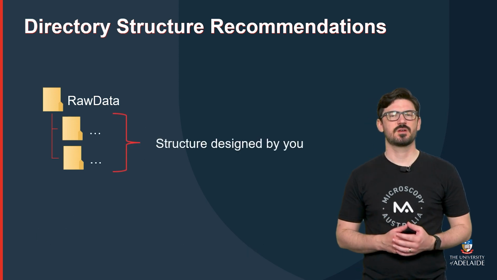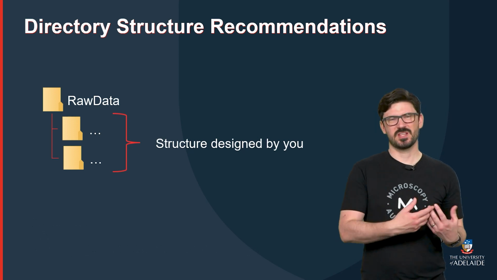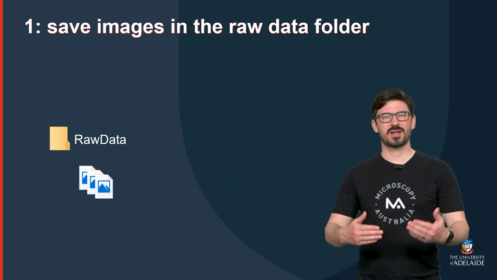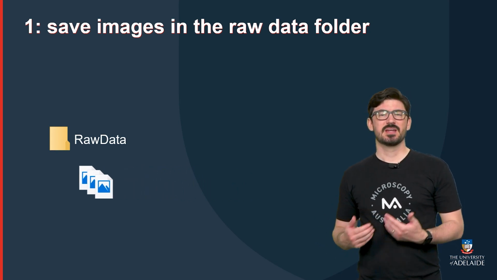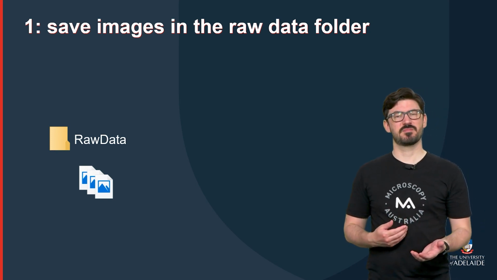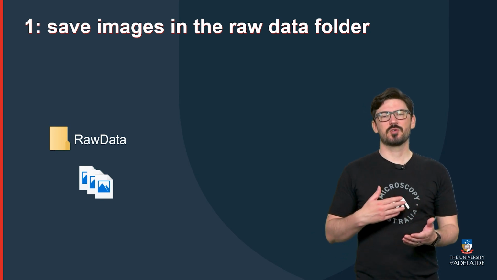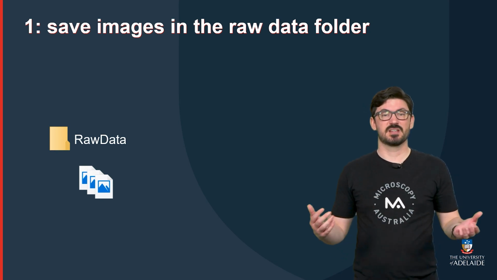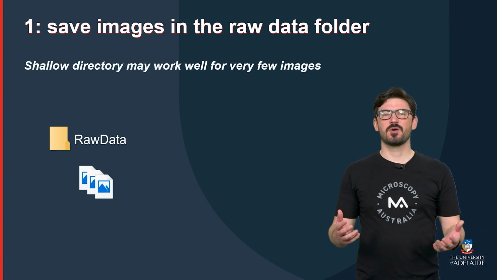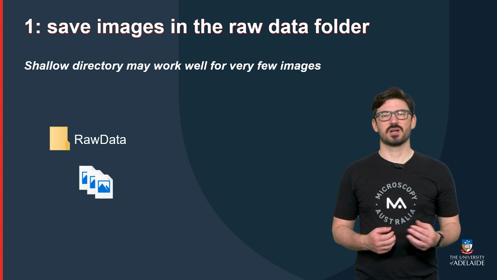In the remainder of this video, I'm going to discuss options for organizing folders and the subfolders within that raw data directory. So option one is to save files directly within the raw data folder. Keep in mind that deep directories, that is, the nesting of subfolder under subfolder under subfolder, may not be optimal for you, particularly if you create very few image files, say less than 10 or 20 in a single experiment. In that case, it's fine if you keep the directory shallow and store images directly in the raw data folder.